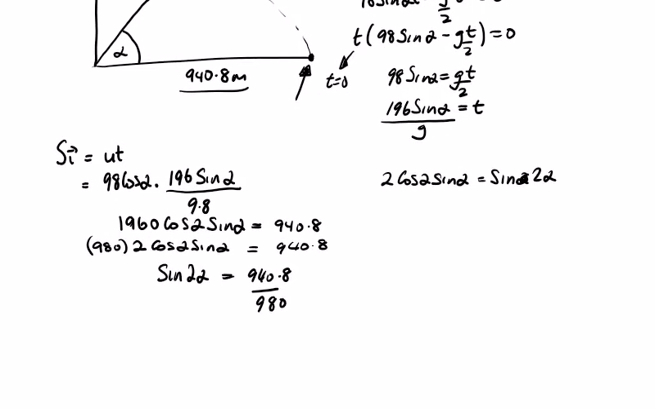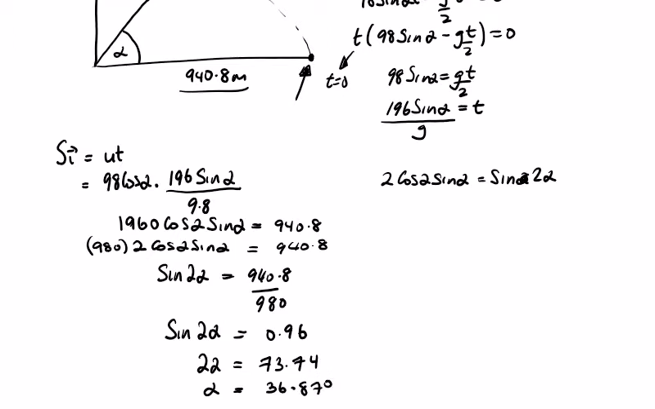So if I type that into the calculator, let me get the decimal first, so write it down. Sine 2 alpha is equal to 0.96. The inverse sine of 0.96 will give me an angle of 73.74. So alpha in this case will be 36.87 degrees.